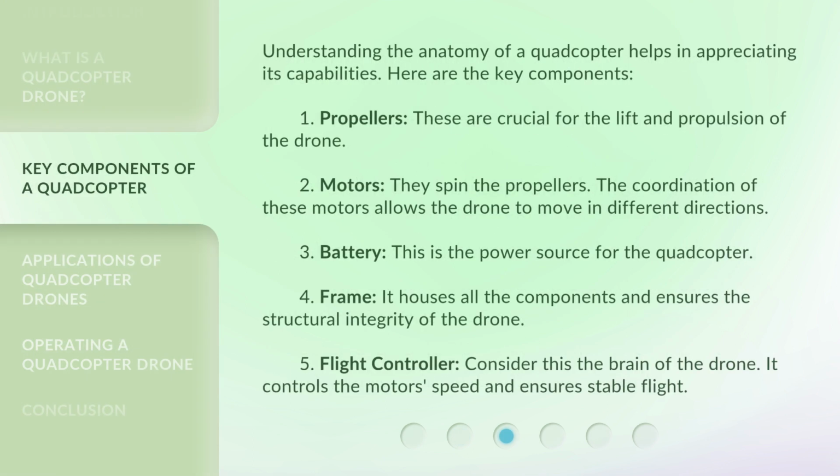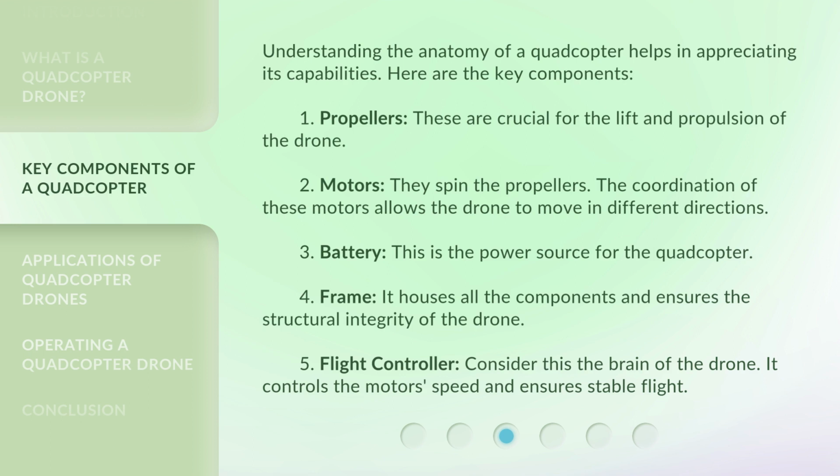Understanding the anatomy of a quadcopter helps in appreciating its capabilities. Here are the key components. 1. Propellers. These are crucial for the lift and propulsion of the drone. 2. Motors. They spin the propellers. The coordination of these motors allows the drone to move in different directions.